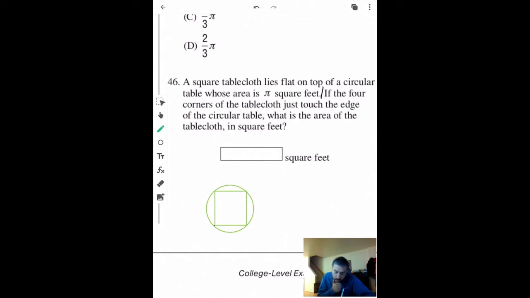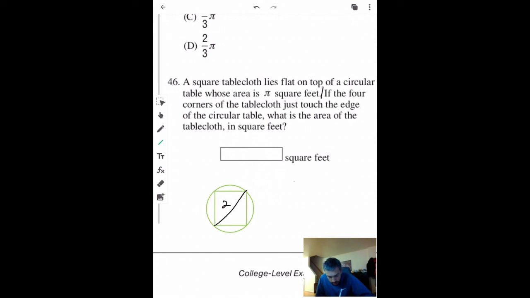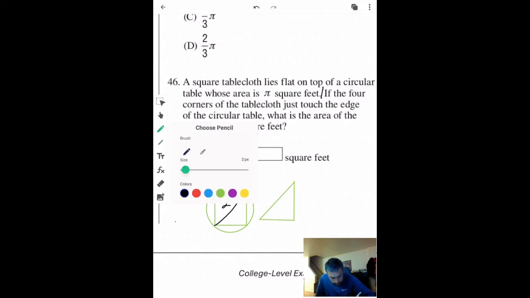is extract the square, make a triangle. You know the radius is 1, so the diameter is 2 because it's from corner to corner. Let's extract this triangle. We know the hypotenuse is 2, but what are these other sides?